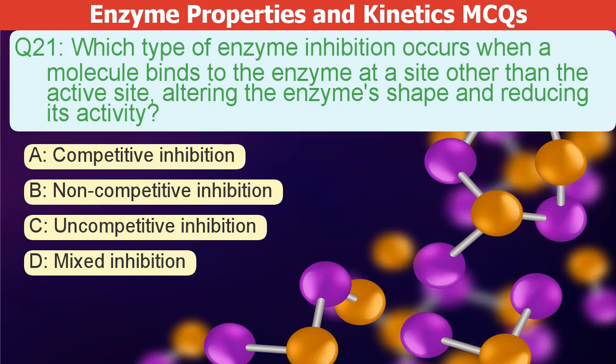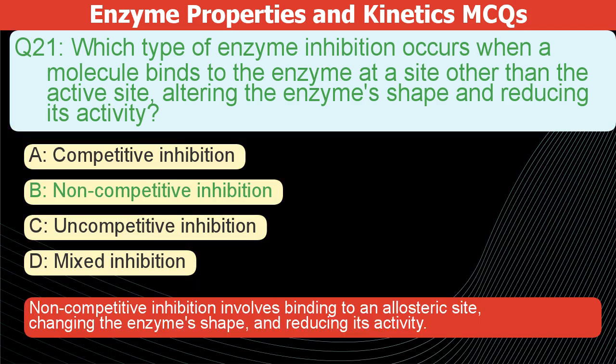Which type of enzyme inhibition occurs when a molecule binds to the enzyme at a site other than the active site, altering its shape and reducing its activity? A. Competitive inhibition. B. Non-competitive inhibition. C. Uncompetitive inhibition. D. Mixed inhibition. The correct answer is B. Non-competitive inhibition involves binding to an allosteric site, changing the enzyme's shape, and reducing its activity.